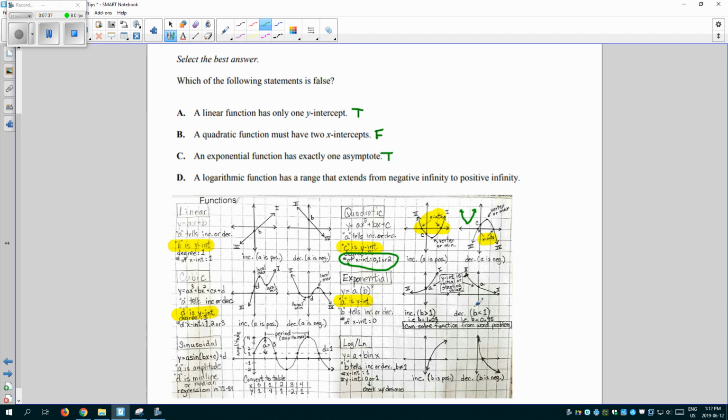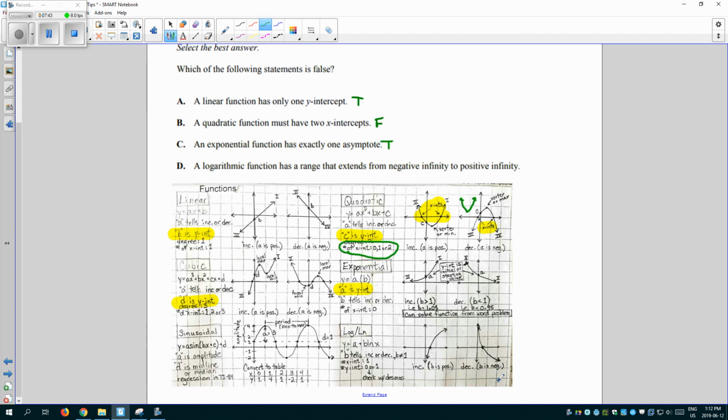And a logarithmic function has a range that extends from negative infinity to positive infinity, and that is true. We see this arrow pointing and going all the way down, so it's going to negative infinity, and pointing all the way up is going to positive infinity. And the same thing happens here, positive infinity up, negative infinity down. Okay? And so this one is true.